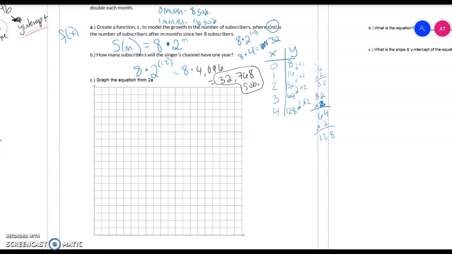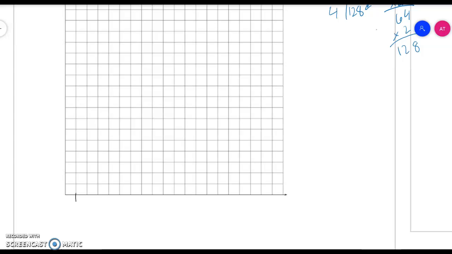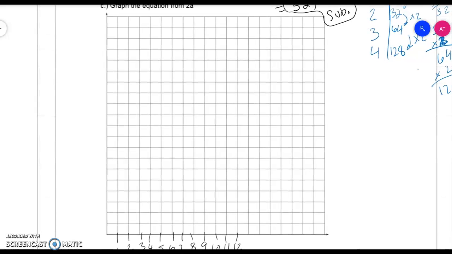So now it says we have to graph it, right? So on the x-axis right here, we're going to label these 1, 2, 3, 4, 5, 6, 7, 8, 9, 10, and all the way to 12. This is the months. On my y-axis, we're going to have subscribers. We're actually going to count by 8s. It's going to be a lot easier.